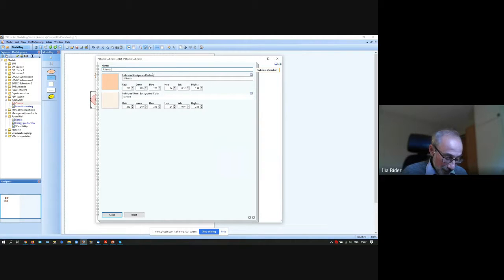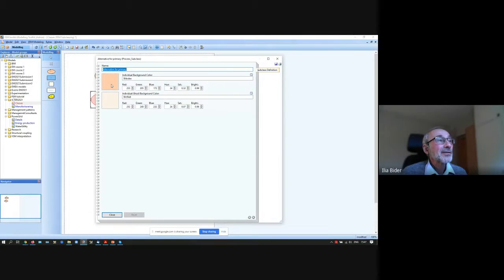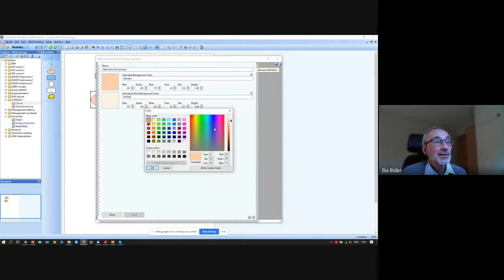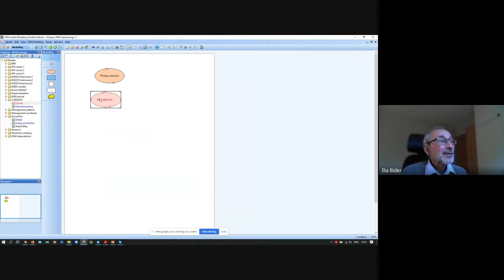alternative for primary. Okay, and I can give it another color. I can take yellow. Could be good. I can take this one. Okay, and I can put yellow here also. Okay, so we have two.